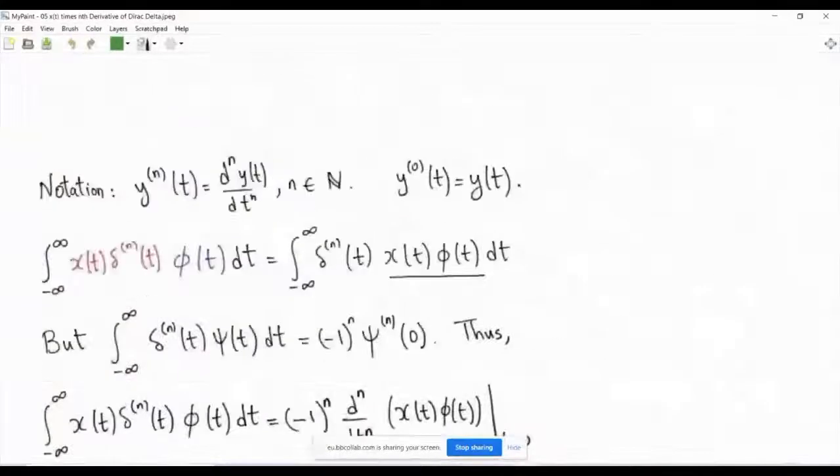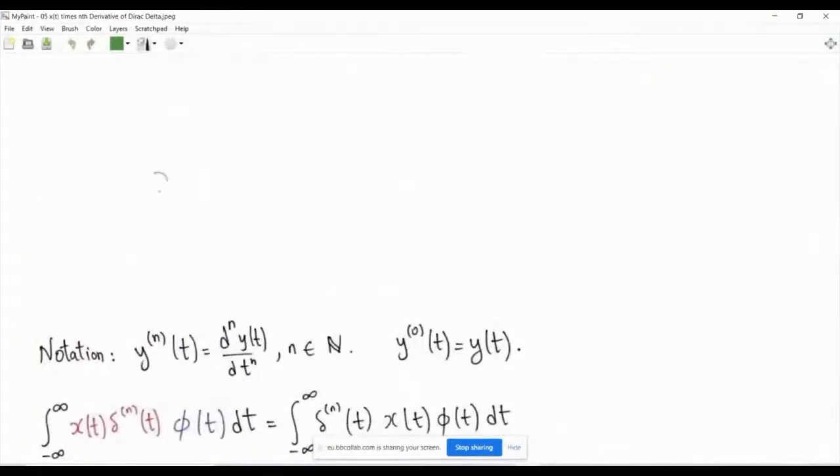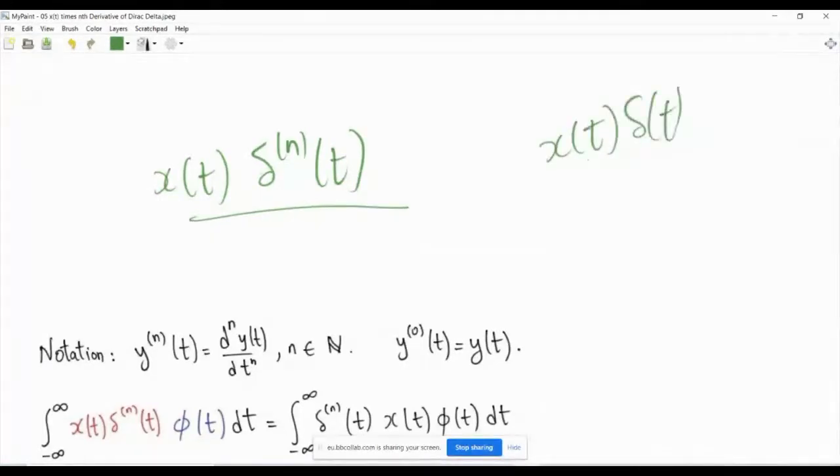Now, what about x of t multiplied by the nth derivative of a Dirac delta? So remember, what is x of t multiplied by the Dirac delta without integration? What happens is that you evaluate the function at the position of the Dirac delta, and the Dirac delta remains intact. You do not remove it. It disappears when you do integration. What about multiplying a function by a derivative of the Dirac delta? Okay, so things will be a bit more complicated.